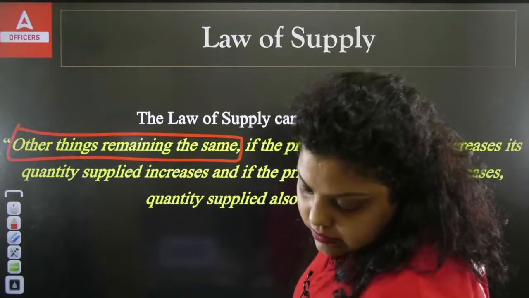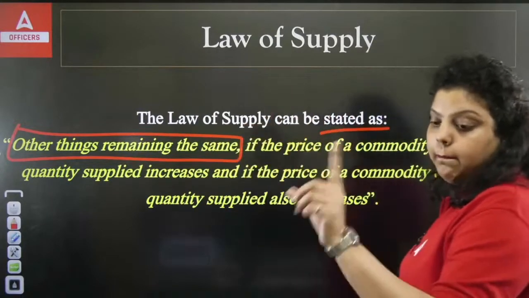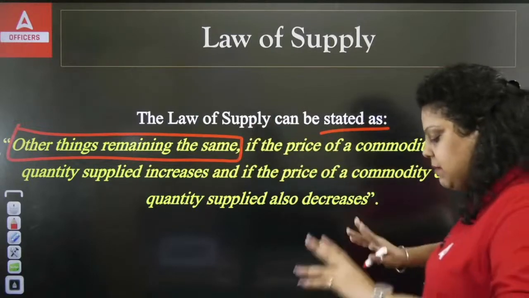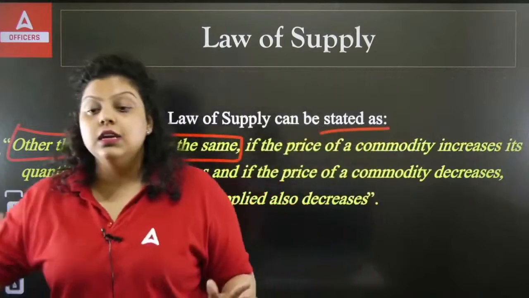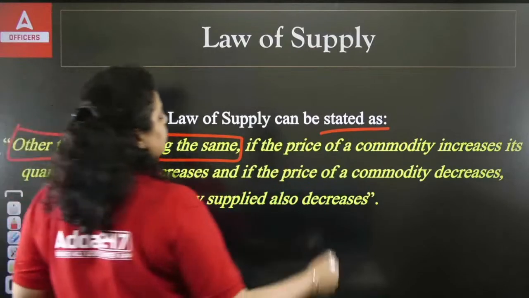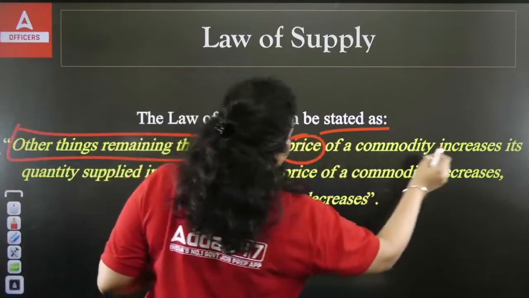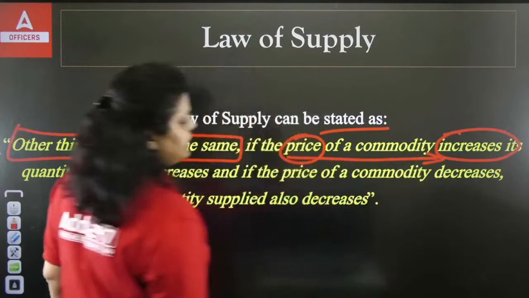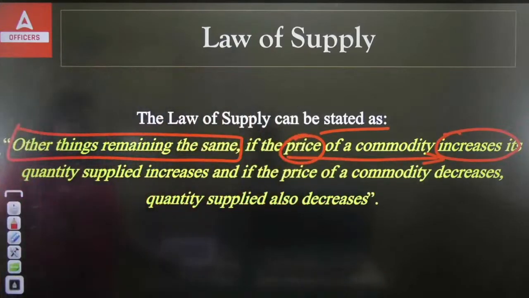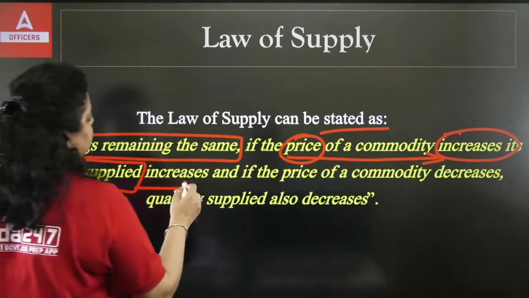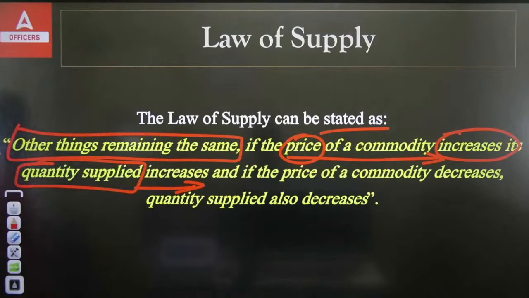Other things remain constant. This is the first statement that has to be followed. Other things will remain the same, other things will remain constant, but the remaining things can change. Like what kind of remaining things? If the price of the commodity increases, then what happens? Then the quantity supplied will also increase.